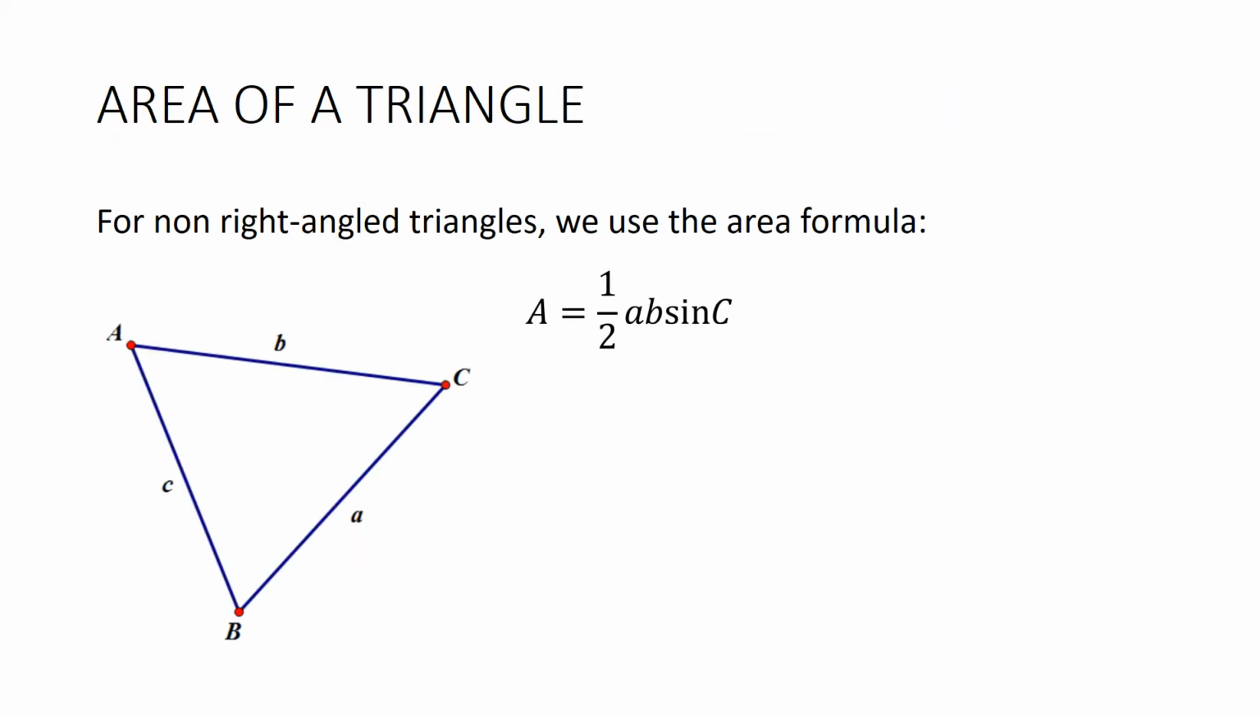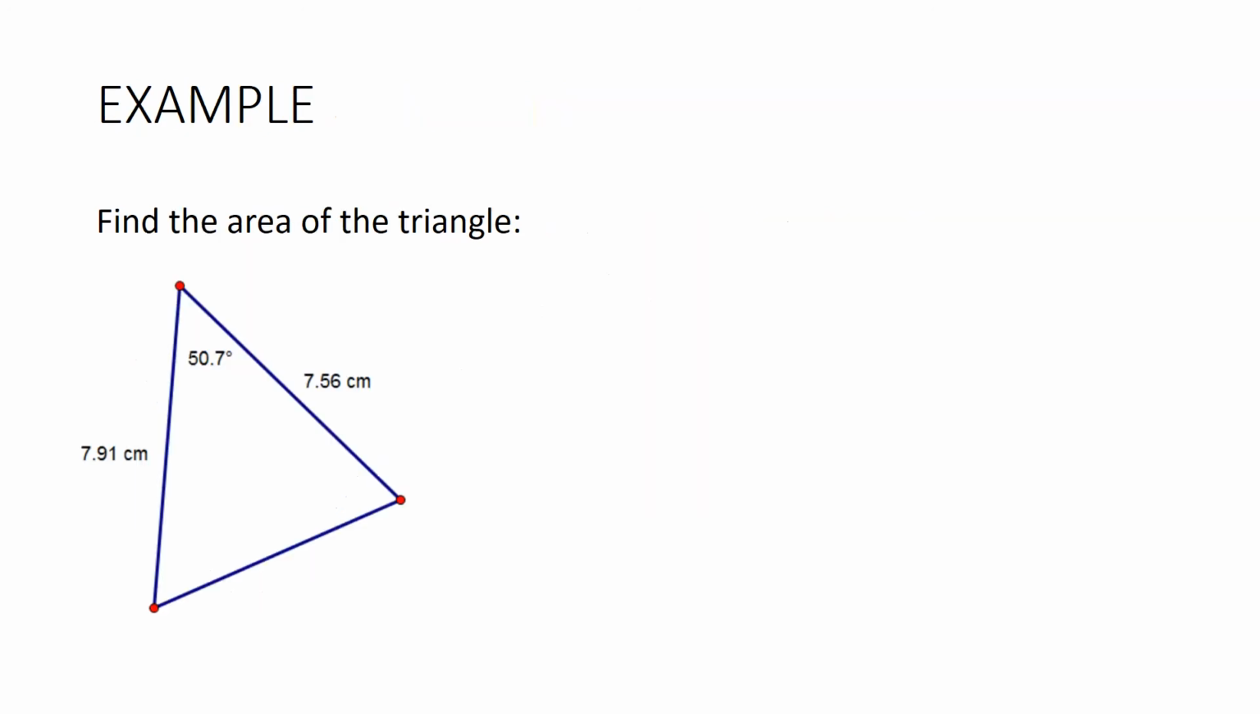So for non-right angled triangles, we use this area formula, a half ab sine C. Here's an example, find the area of the triangle. So our formula is a half ab sine C, but we can see that there are no letters on any of the vertices on the triangle. So what we're going to do is make our own letters. The formula says ab sine C, there's only one angle in the triangle, so I'm going to make that angle C.